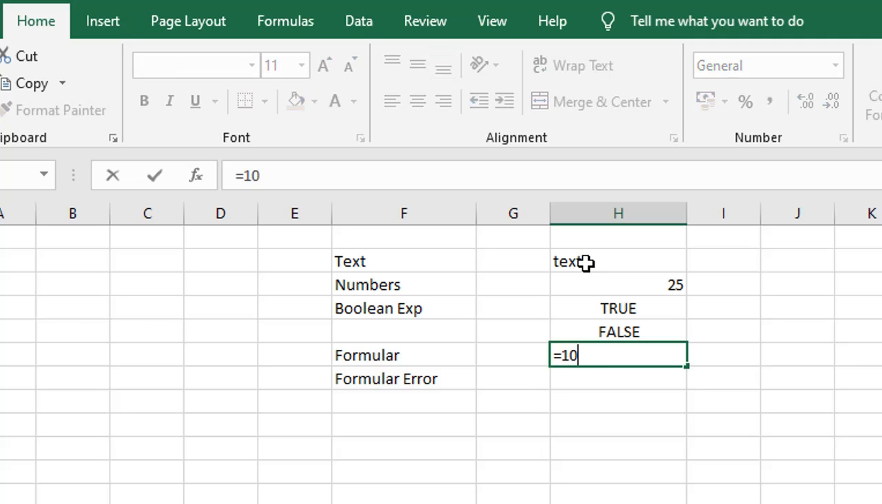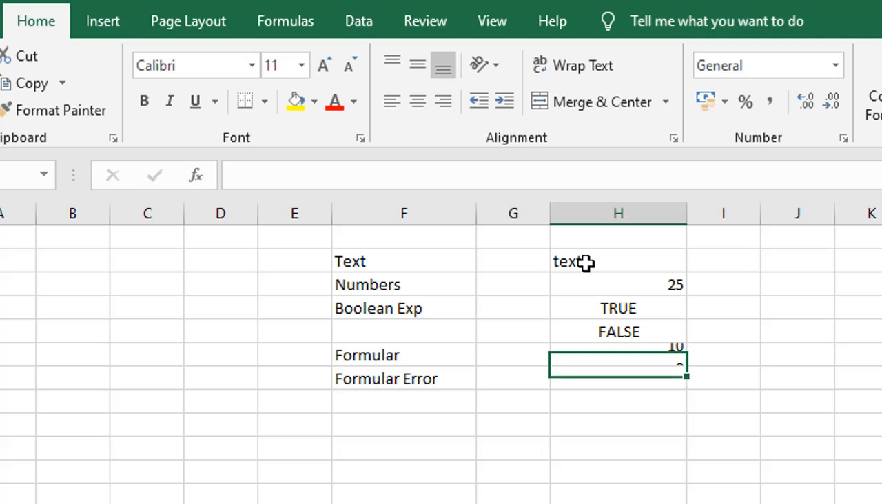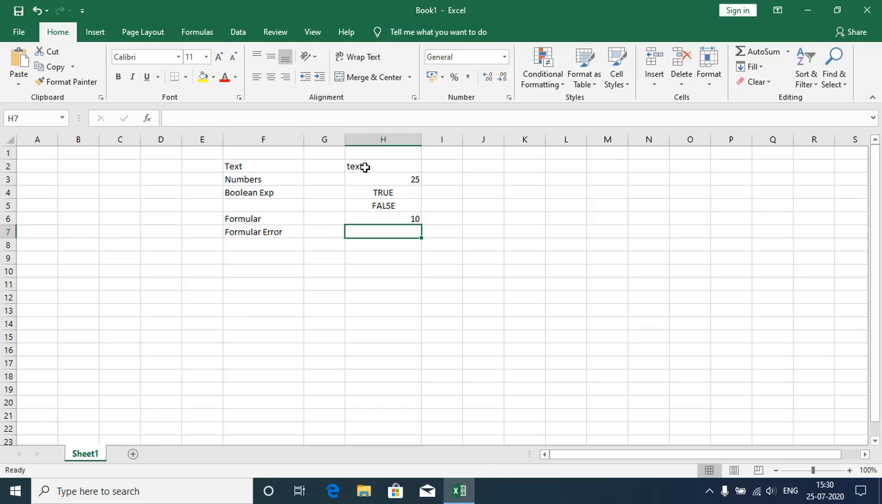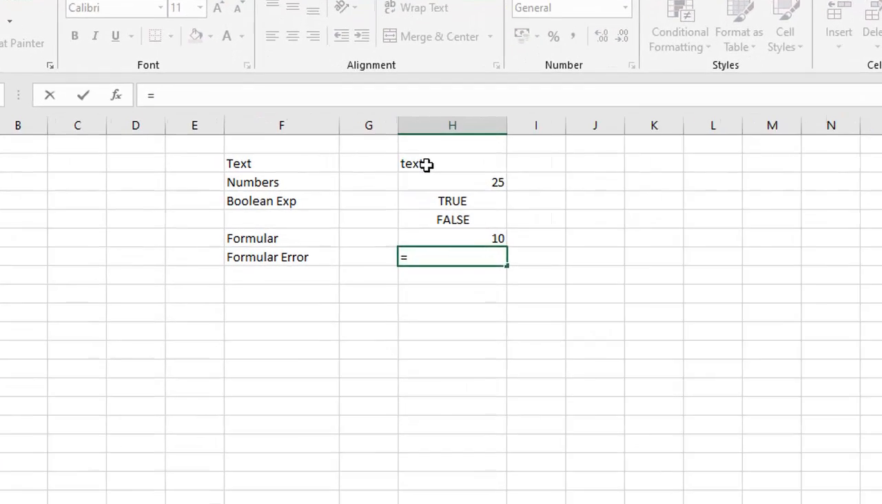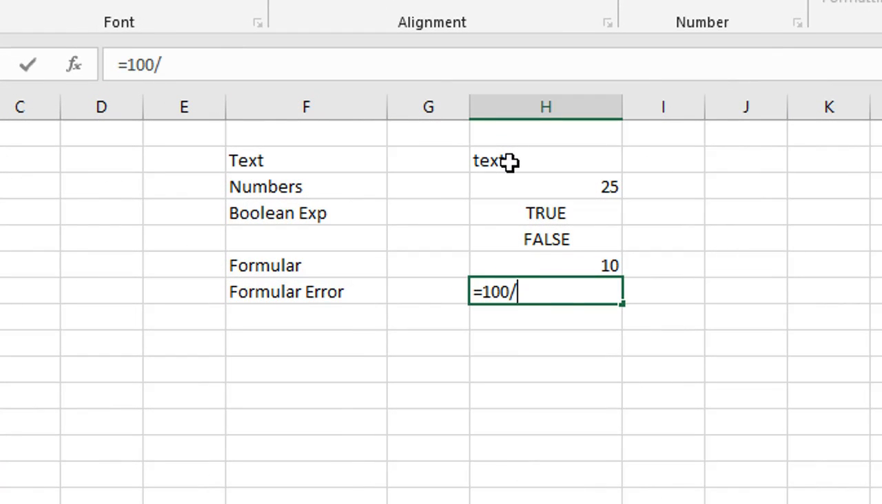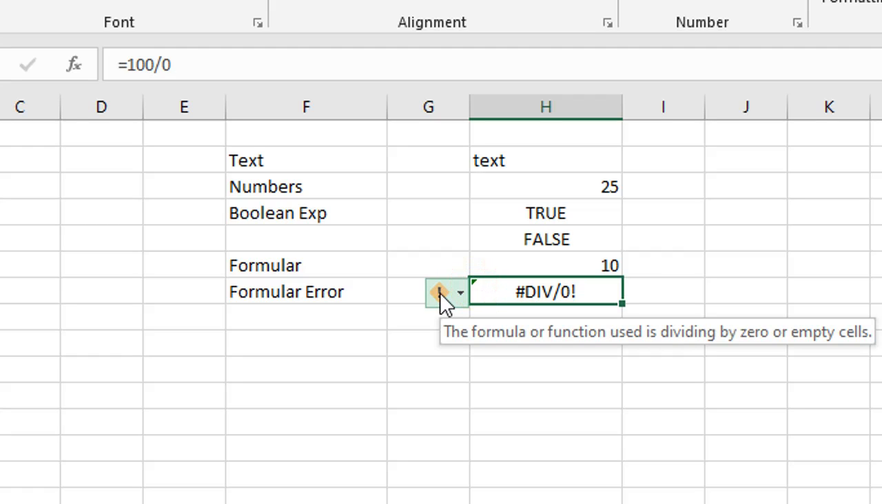For example, 100 divided by 10 gives 10, because it is a number, so it goes to the right side of the cell. And if you give any wrong formula, it goes to the middle of the cell. For example, 100 divided by 0, obviously the result will be wrong, so it is displayed in the middle of the cell with a message that the formula or function used is dividing by 0 or empty cells. So this is how we identify the characteristics of the cell.